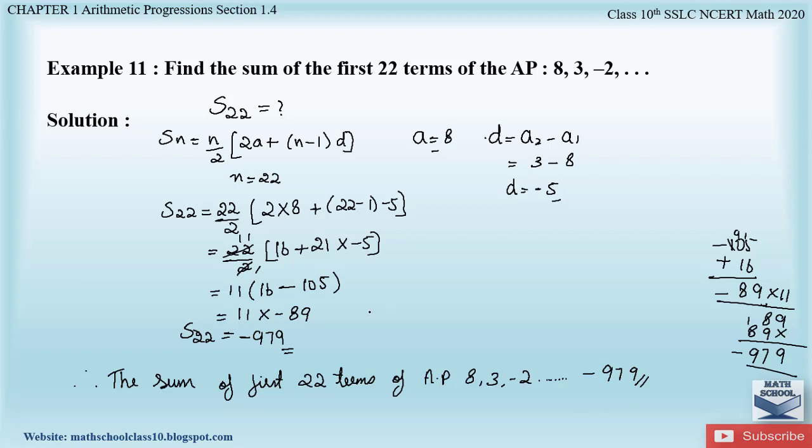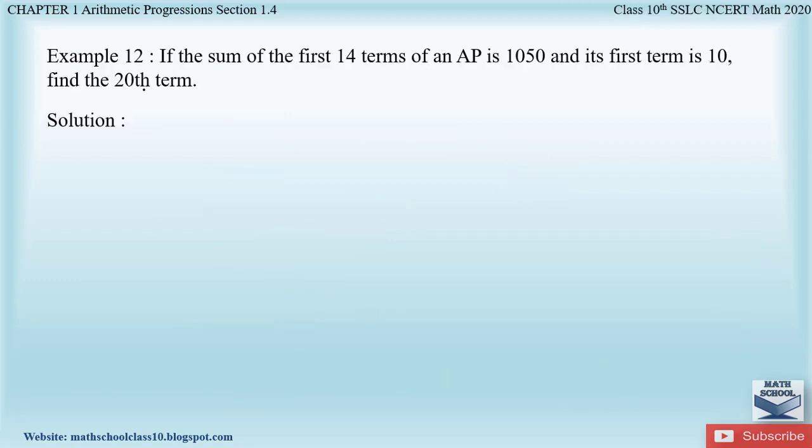So moving ahead to the next example problem, that is example number 12 from the chapter Arithmetic Progression, which says: if the sum of the first 14 terms of an AP is 1050 and its first term is 10, find the 20th term. So let us first write down what is given in the question.